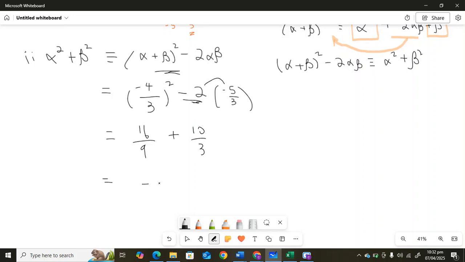Here, common denominator is 9. 9 divided by 9, that is 1. 1 times 16, that is 16. Plus 9 divided by 3, that is 3. 3 times 10, that is 30. I get 46 over 9, which you can break down into a mixed number.